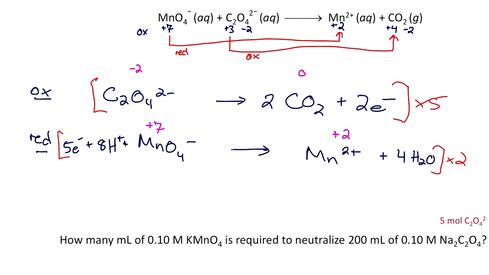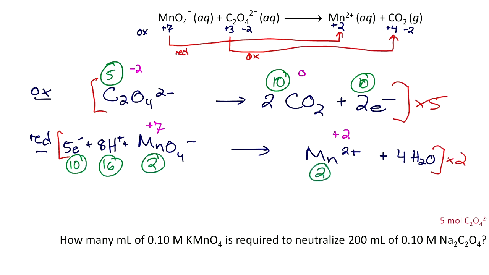So I always like to rewrite the coefficients. So there's 5 oxalates, 10 CO2s, 10 electrons. The reduction reaction, I'm multiplying by 2, so 10 electrons, 16 hydrogens, 2 permanganates, 2 manganese, 8 waters. So if you're clever, you can try to cancel stuff out that you can before adding the 2 reactions up. But I do see that the number of electrons cancel, and I don't think anything else cancels because only the reduction half reaction has water and H+. So now we can just add them up as is.